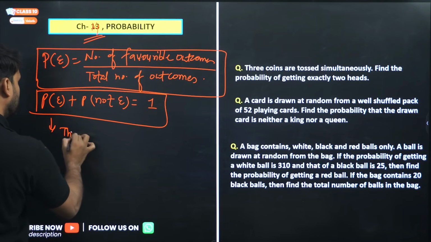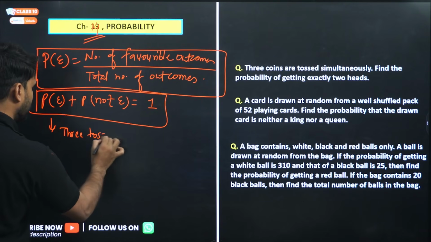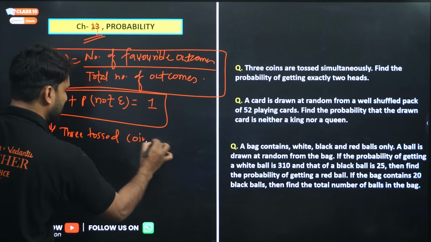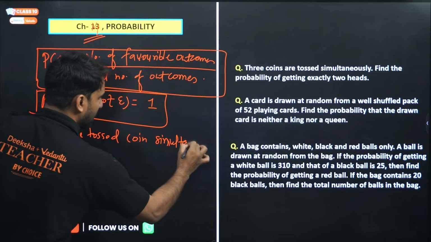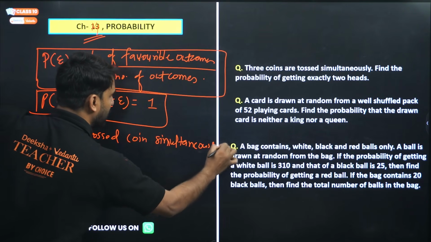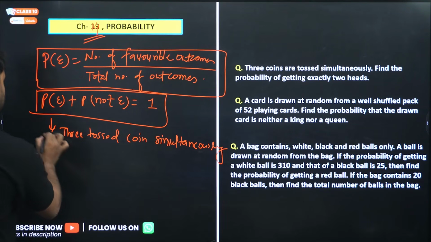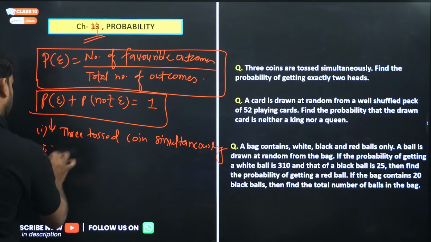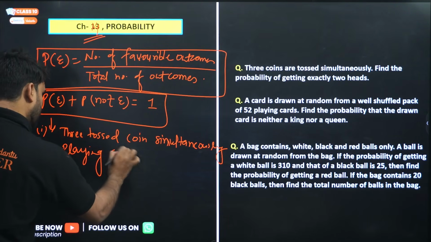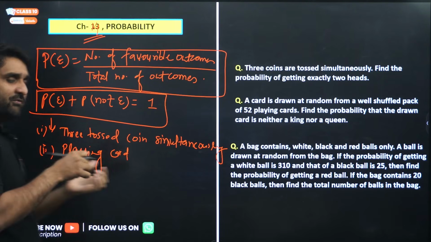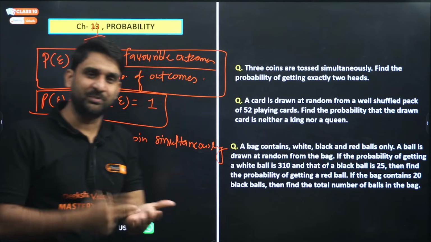Three coins tossed simultaneously. Please prepare this topic, when we toss 3 coins simultaneously, right? And the second is the playing cards concept, when we take a well shuffled deck of 52 cards: club, spade, diamond and heart.